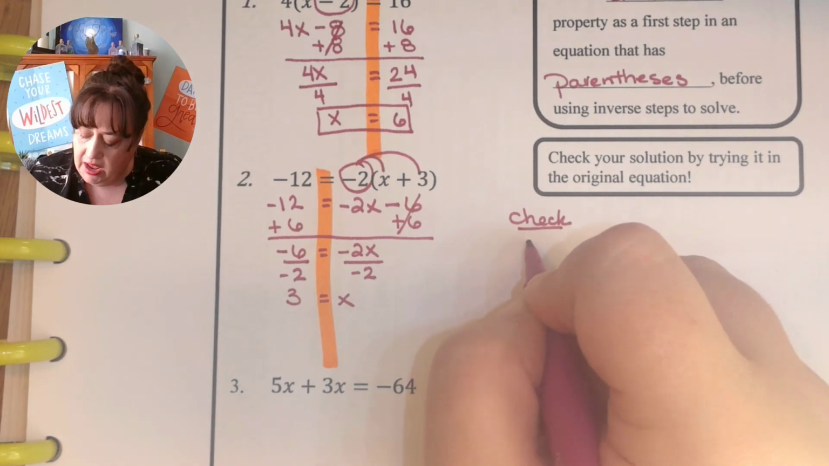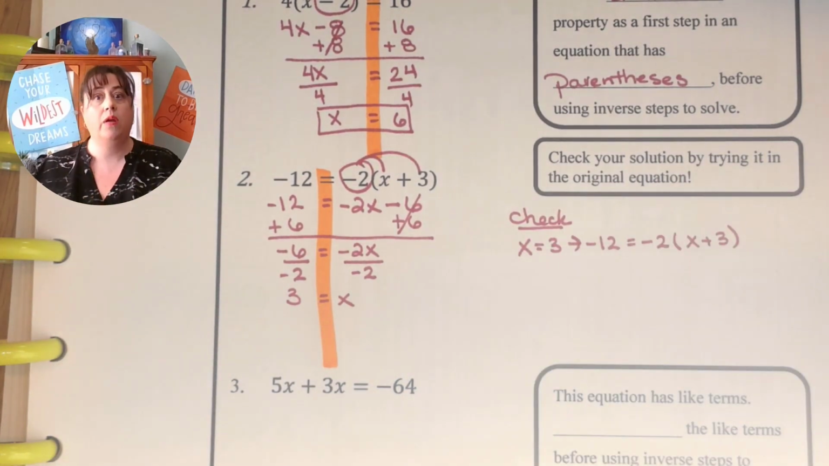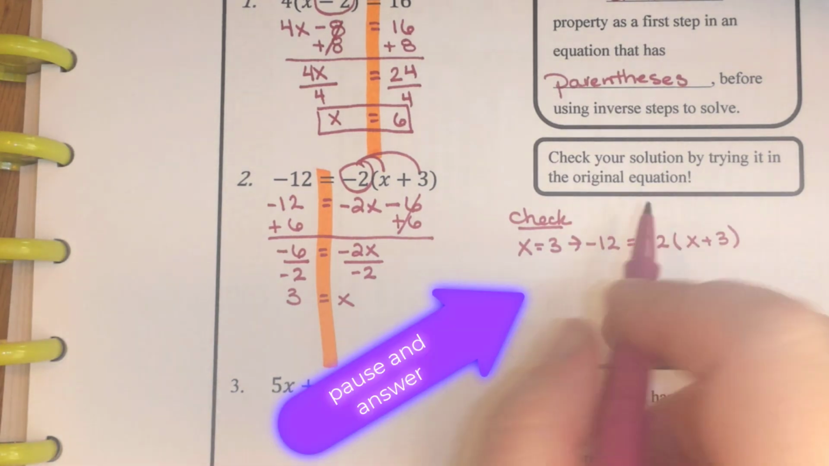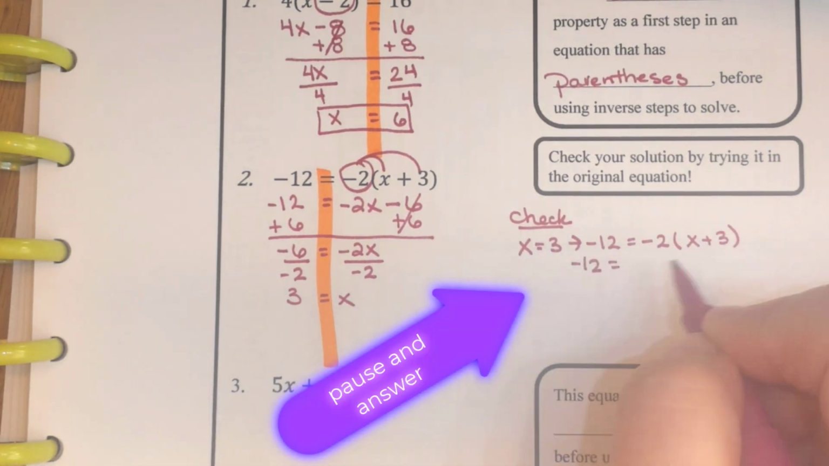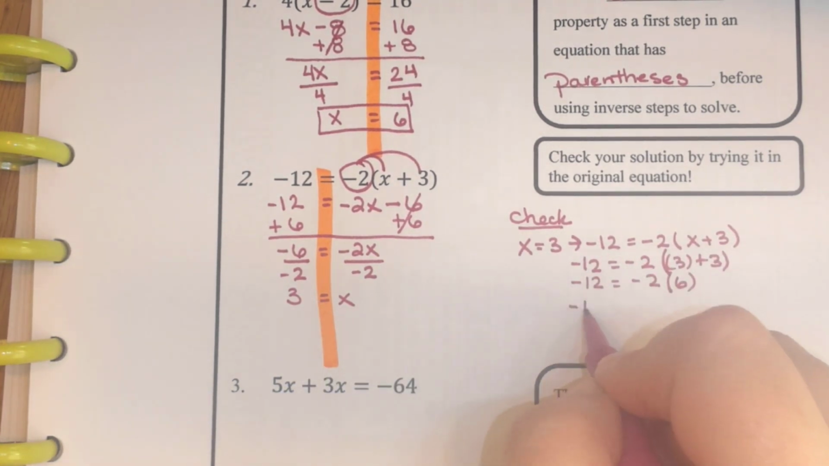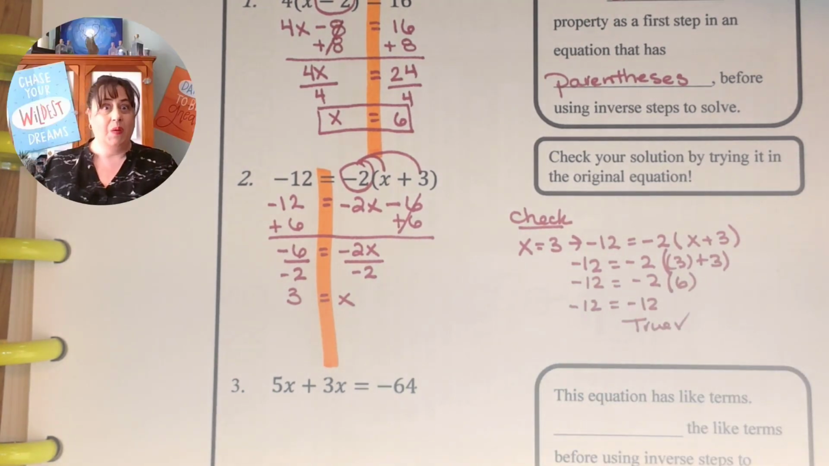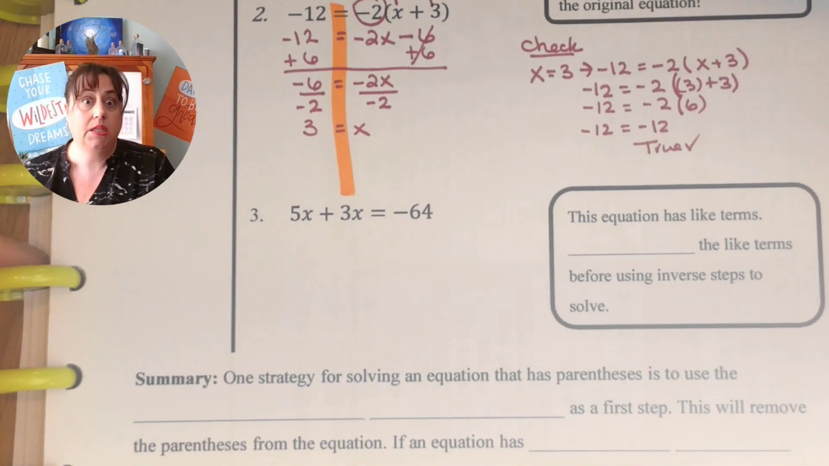So I'm going to check x equals 3 into the original equation. Go ahead and do that and come back. So I got it worked, and so I have a true answer. So I found the right equation. Let's look at this last one.